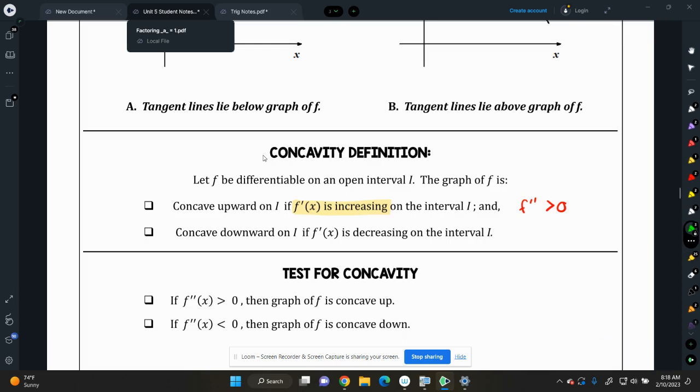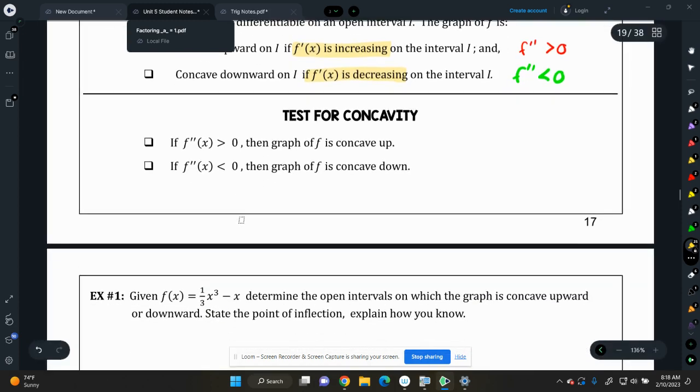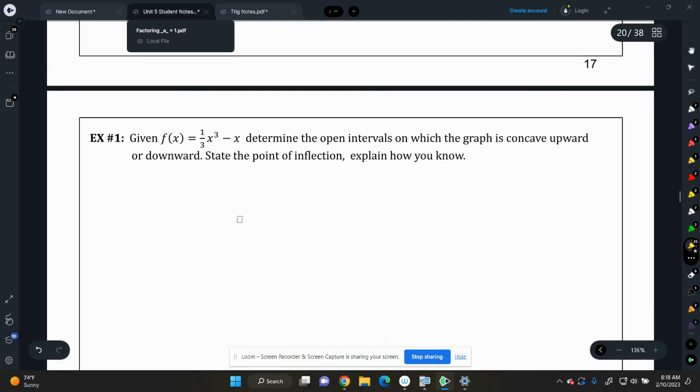So if f prime is increasing on the interval and f double prime is greater than 0, then f is concave up. And with the same reasoning, here we'd have f double prime less than 0, okay? So if f prime is increasing, then it's going to be concave up. If f prime is decreasing, it's going to be concave down, okay? Here's your test for concavity. That's what we just said.